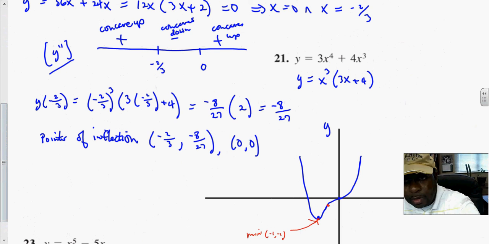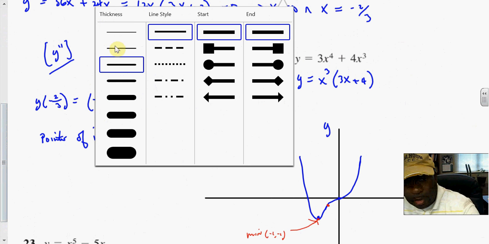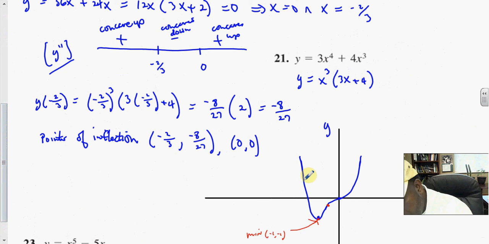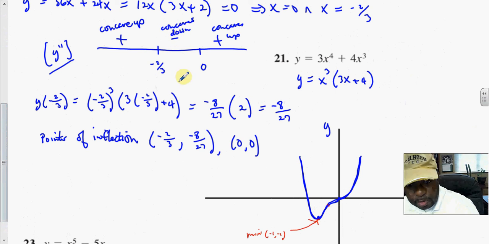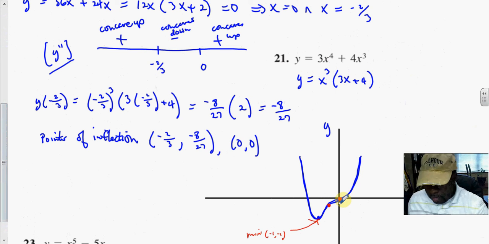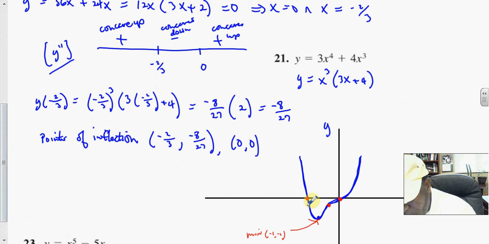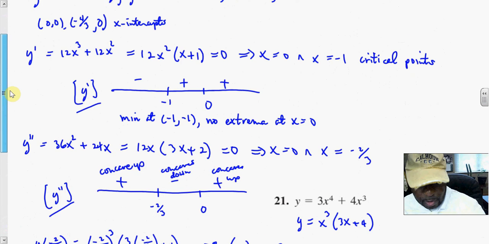So it's concaving downward, upward. It concaves up, excuse me, down, and then it concaves up. Yep. Point of inflection there, point of inflection there. Right. And then we have the intercept there. Then we get the intercepts.